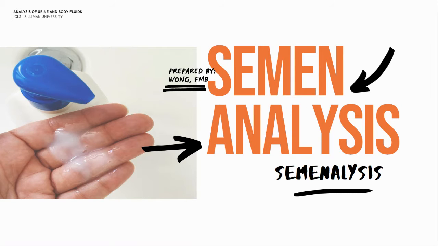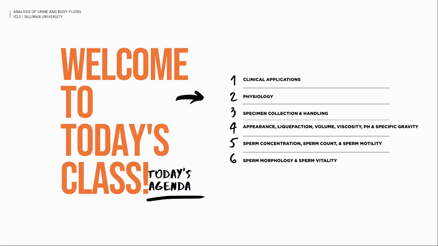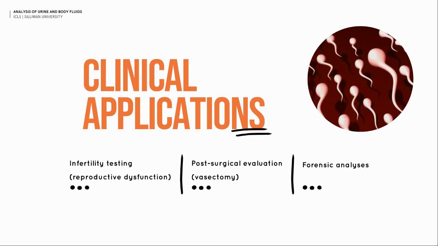So let's start. What we'll be discussing today are first the clinical applications of seminalysis or seminal fluid analysis, its physiology, specimen collection and handling, the appearance, liquefaction, volume, viscosity, pH, and specific gravity of the sample, sperm concentration, sperm count, and sperm motility, and also the sperm morphology and sperm vitality or viability. So all of these six will be discussed today.